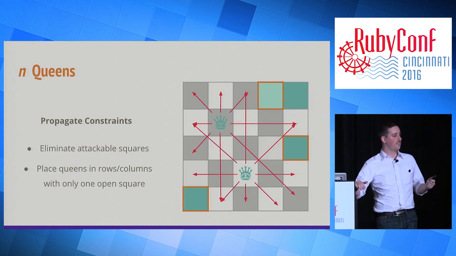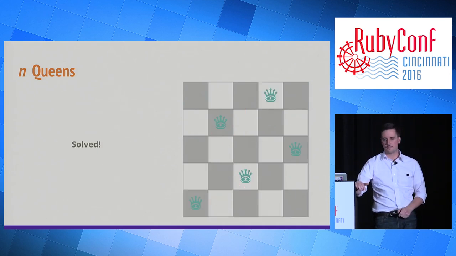Now we can apply that second rule. Now we do have places that are so narrowed down that we're forced to put a queen in them. And so we do, and our problem is solved.